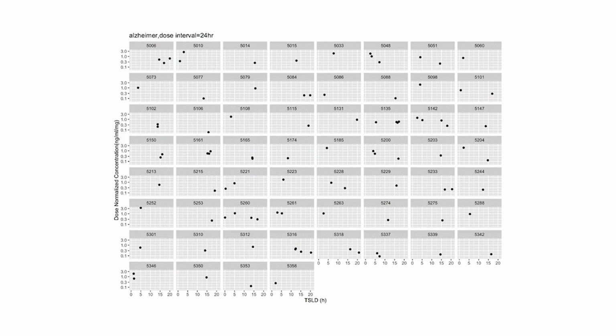For the Alzheimer's disease arm, here's a sample of patients. Again, this is a matrix plot. Each panel represents a different individual. Y-axis is the dose normalized concentration, and the x-axis is the time since last dose. And again, you can use this to inspect for potential outliers.